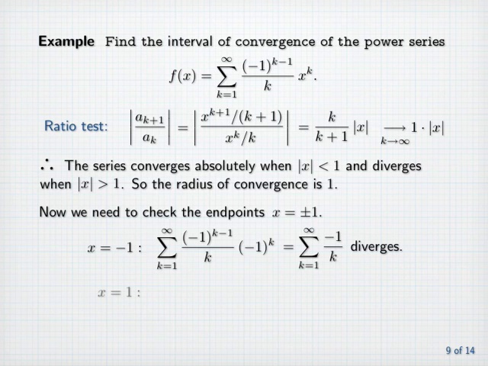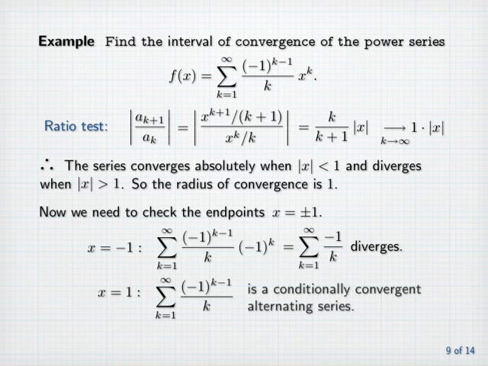If x equals 1, then the series is the sum from k equals 1 to infinity of (-1)^(k-1)/k, and that's a conditionally convergent alternating series. So we've determined that the power series converges when the absolute value of x is less than 1, as well as when x is 1. So the interval of convergence is the half-open interval from -1 to 1, including 1, but not -1.